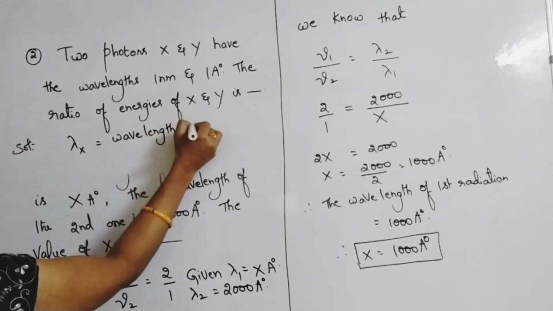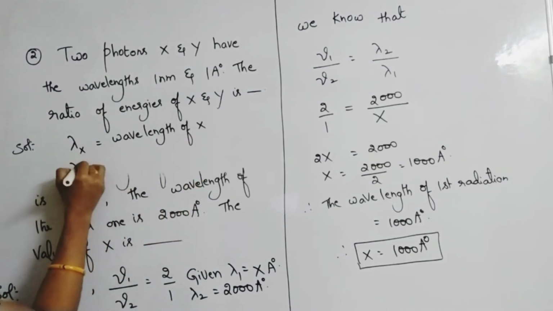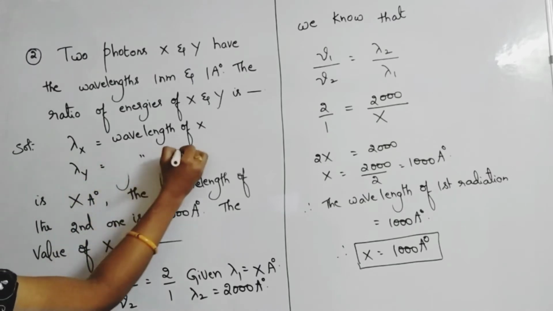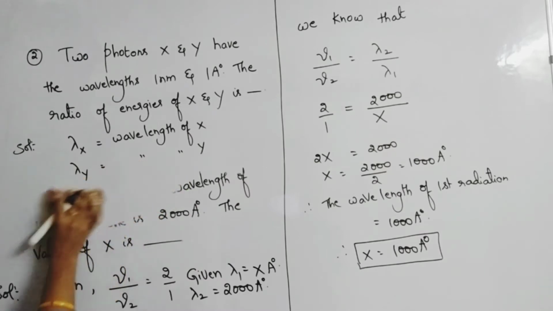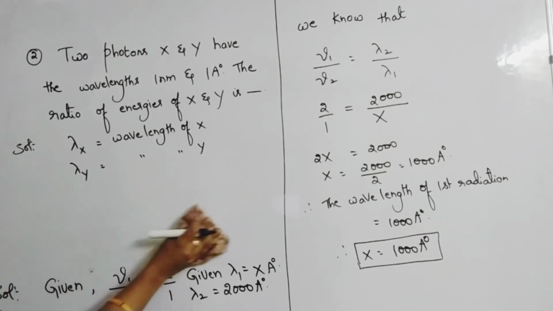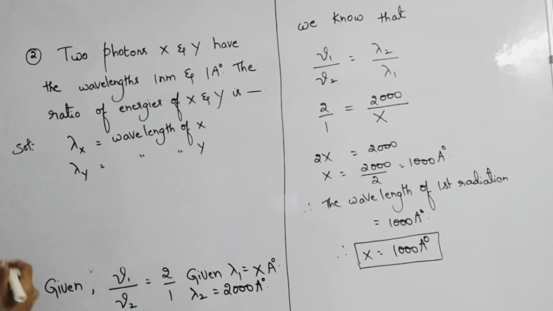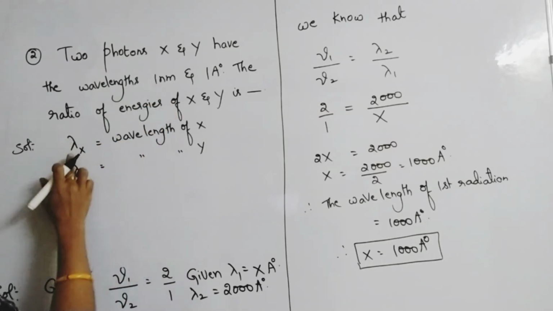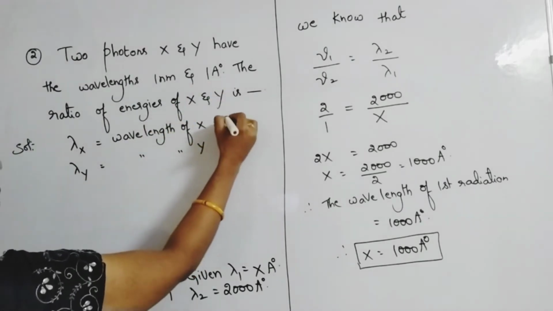Wavelength of photon x is taken as lambda x, and wavelength of y is taken as lambda y. Now, what was given? He gave two photons with wavelengths 1 nanometer and 1 angstrom. So lambda 1 by lambda 2 is given as how much? Lambda 1, or lambda x, is 1 nanometer and lambda y is 1 angstrom.